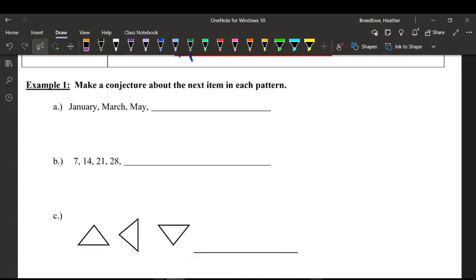First example, make a conjecture about the next item in the pattern. So, yeah, it is July because you have January, and then you don't say February, March, April, May, June, July, every other month. Following the pattern, there's my conjecture or prediction of what's next in the pattern.